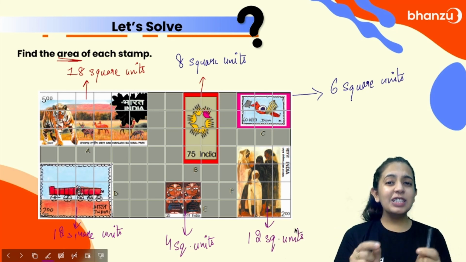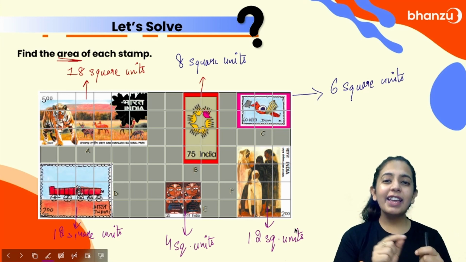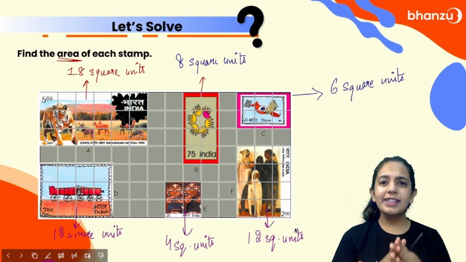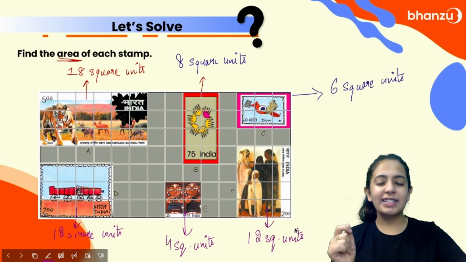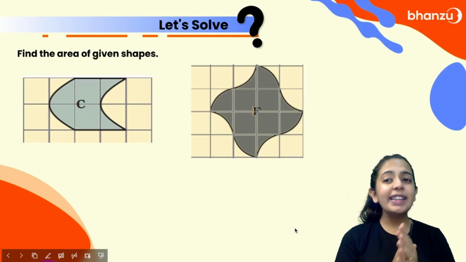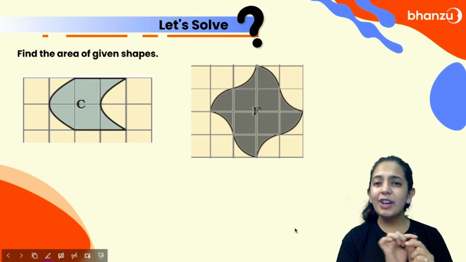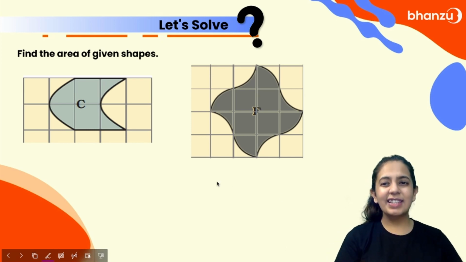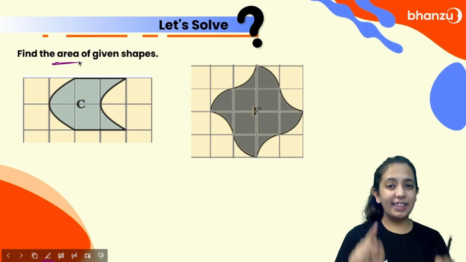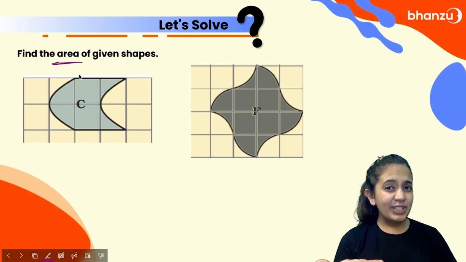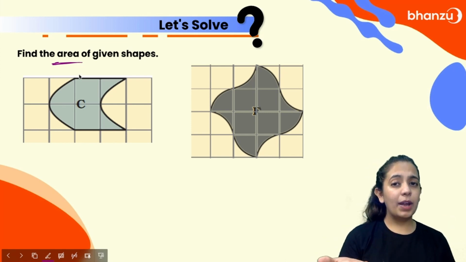Amazing. So in this question, we have found out the area of polygons, that is closed shapes made up of line segments. Now let's move on and find the area of these irregular shapes which are closed but are not made up of line segments. So let's get started with this question. What do we need to do over here? How to count the number of square boxes?